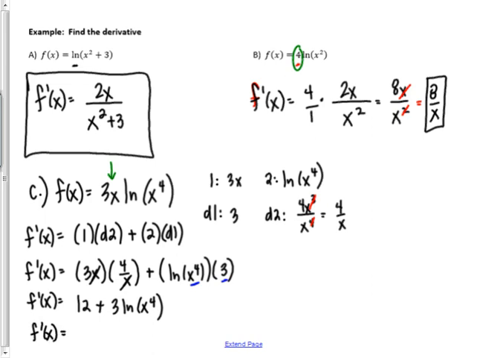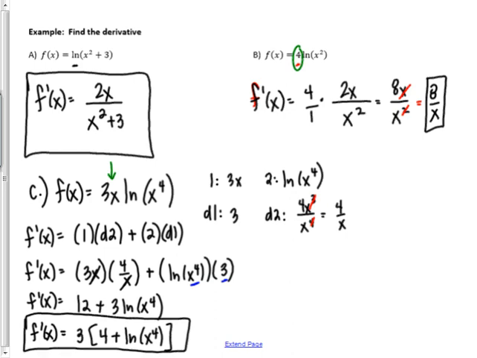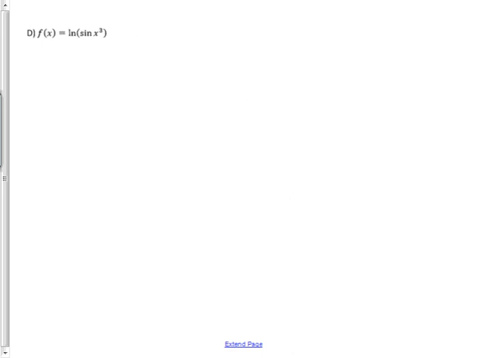Factor out what they have in common. They both share 3, so we can do 4 plus the natural log of x to the 4th. Like that. That's more than likely the answer you would see on those multiple choice quizzes, but truthfully, if you have a homework problem like this, I'm okay with 12 plus 3 times the natural log of x to the 4th. All right, now we'll go to that D.